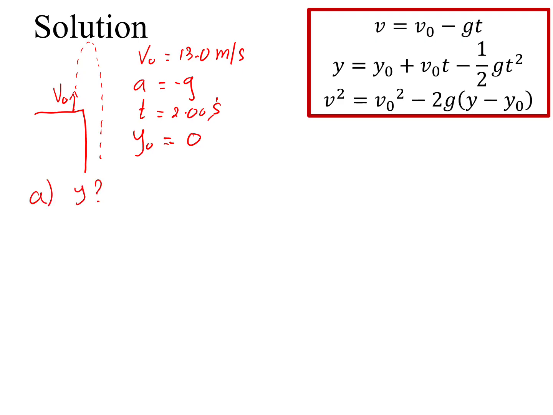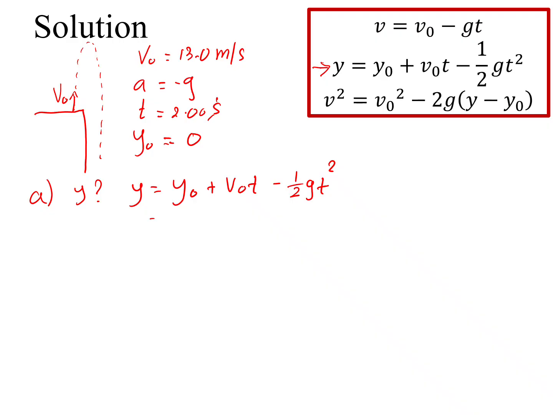So to do this, we have to select a kinematic equation from our list. If you look at the list here, in the first equation, we do not have position, so we can't use it. In the third equation, time is not there, and also we don't know the final velocity, so we can't use the third equation as well. So we have to go with this second equation. So let's use it. y equals y naught plus v naught t minus half g t squared.